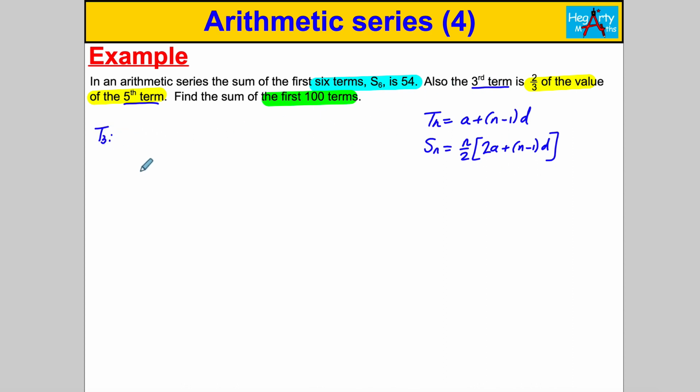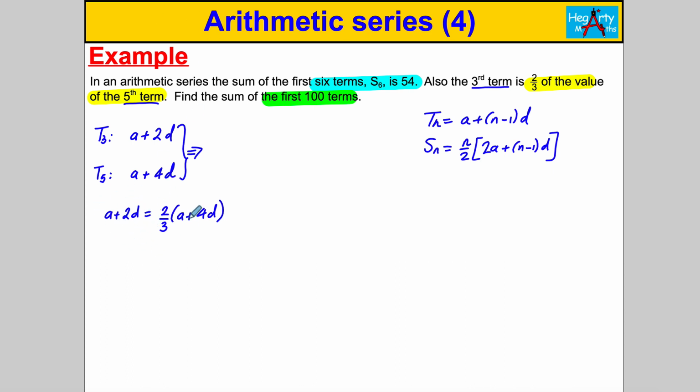So let's write the third term out. T3, the third term, is given by the expression a plus 2d. The fifth term, T5, is given by the expression a plus 4d. And we're told that the third term is 2/3 the value of the fifth term. So from this, we can say that the third term, a plus 2d, is 2/3 of the value of the fifth term, a plus 4d. And we can try and tidy this up and see if we can make this slightly neater.